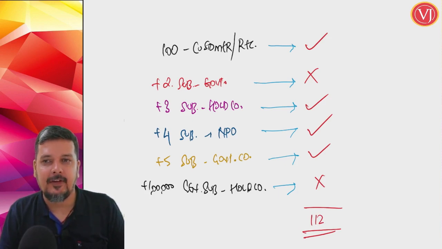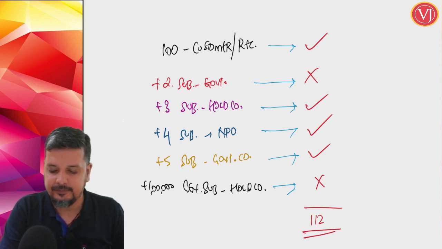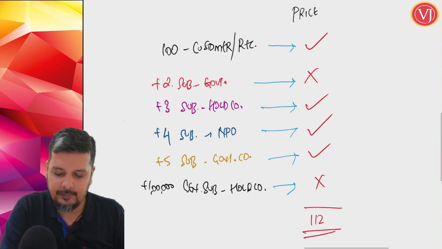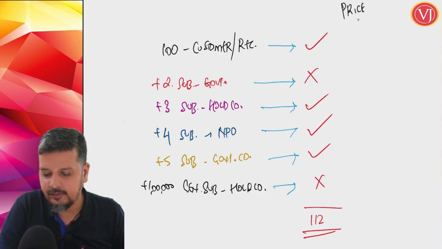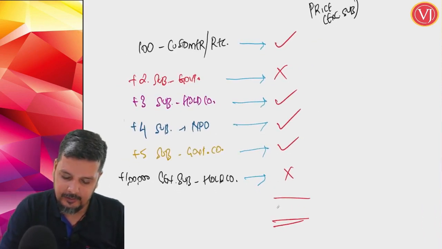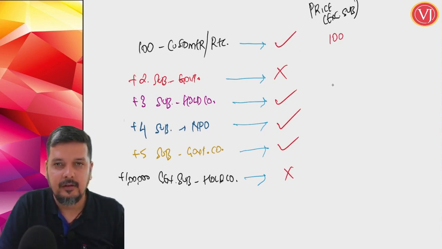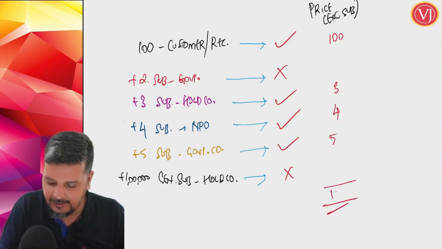Interesting. What if I change the question? ICA plays with these emotions a lot of times. This question was based on the concept that the price is given excluding subsidy. If the price is given excluding subsidy, what do you do? You get 100 rupees from the customer, plus you get 3, 4 and 5, therefore you arrive at the answer as 112.